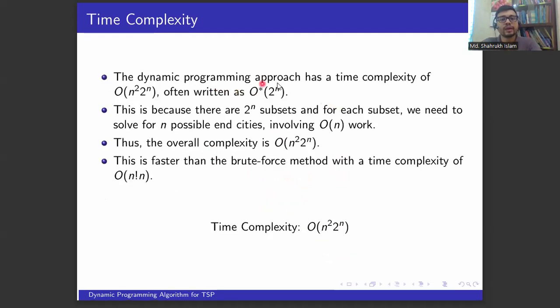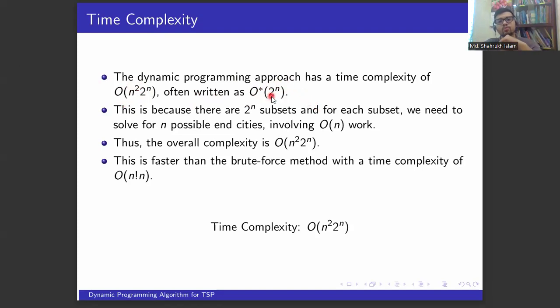So overall time complexity will become 2 to the power n multiplied by n square. And we can write this as big O asterisk of 2 to the power n, because this asterisk sign absorbs polynomial terms. So here n square is a polynomial term. That's why I have removed it, and this is 2 to the power n.